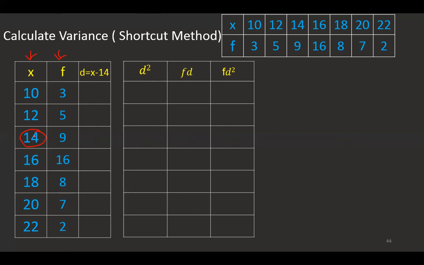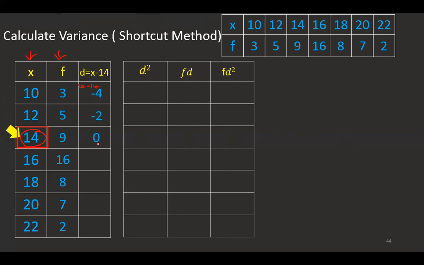Now I'm taking this as my A. This is the assumed mean, whatever it is, the step deviation method. So the assumed value I'm going to take is 14. I'm subtracting 14 from 10. So 10 minus 14, how much is it coming? Minus 4. 12 minus 14, minus 2.